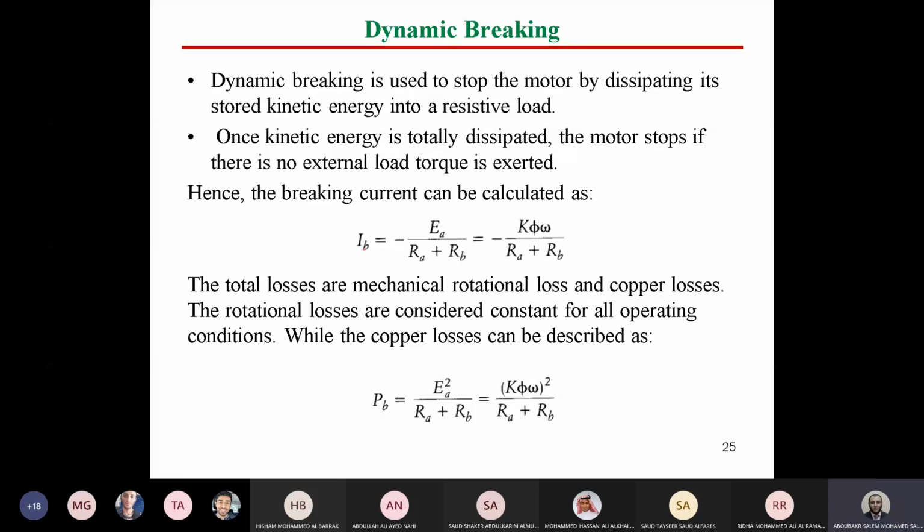We need to fast stop the machine if we have a problem. This is the aim of braking. So we should design our braking resistor based on that, يا شباب, to limit the current to the maximum value, which is twice the rated current.